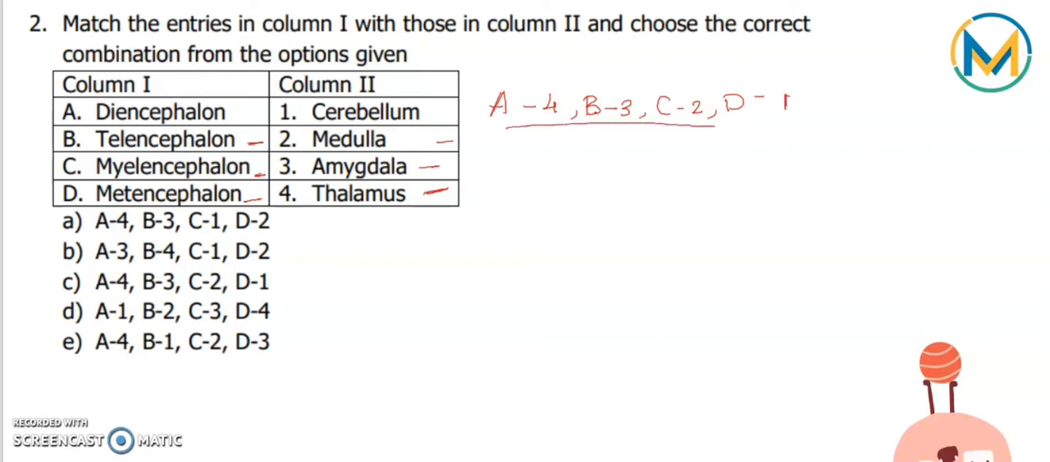Now looking at this point in the options A4, so we have A, C and E option which have this point. Then B3, so we have that in A as well as in C. C2, so it's not there in A but it's there in option C, and D1. So option C is the correct answer, which states the match entries like diencephalon, thalamus, telencephalon, amygdala, myelencephalon, medulla, and metencephalon, cerebellum. Next question.